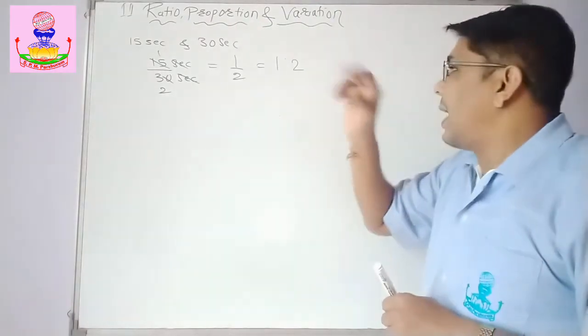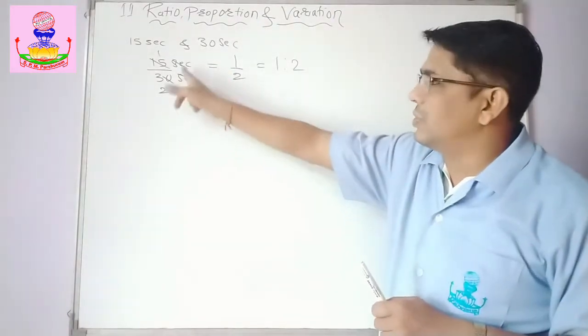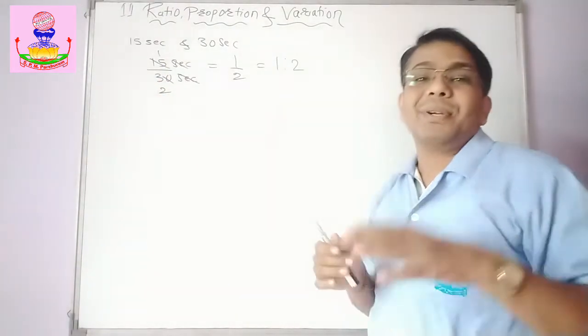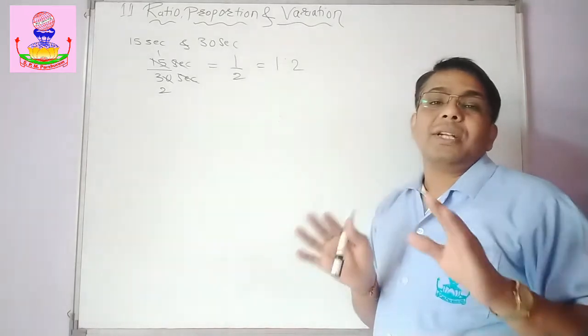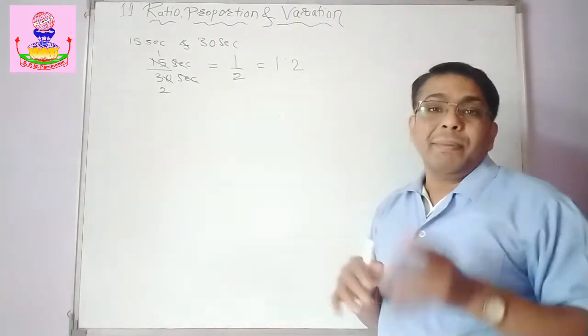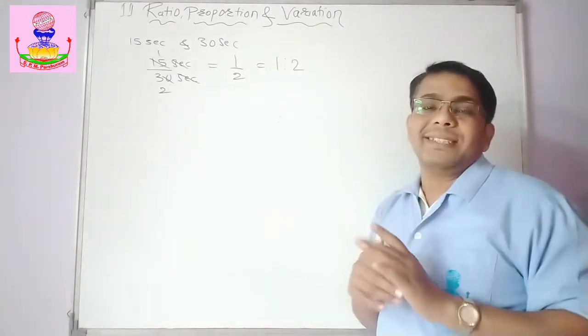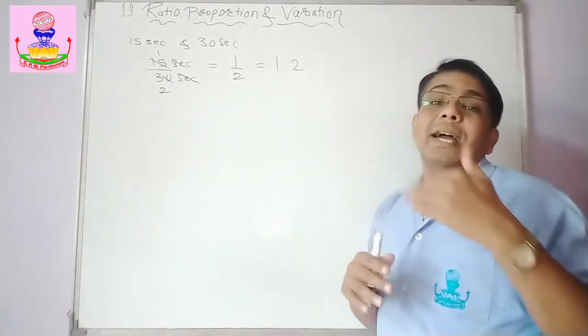Okay. And one more thing. You can see here, both the units as they are same, they get cancelled. And hence there is no unit here. So what we can say? Ratios do not have any unit. But they have to be of the same kind. Means when I am comparing length, both should be lengths. When I am comparing mass, both have to be mass.